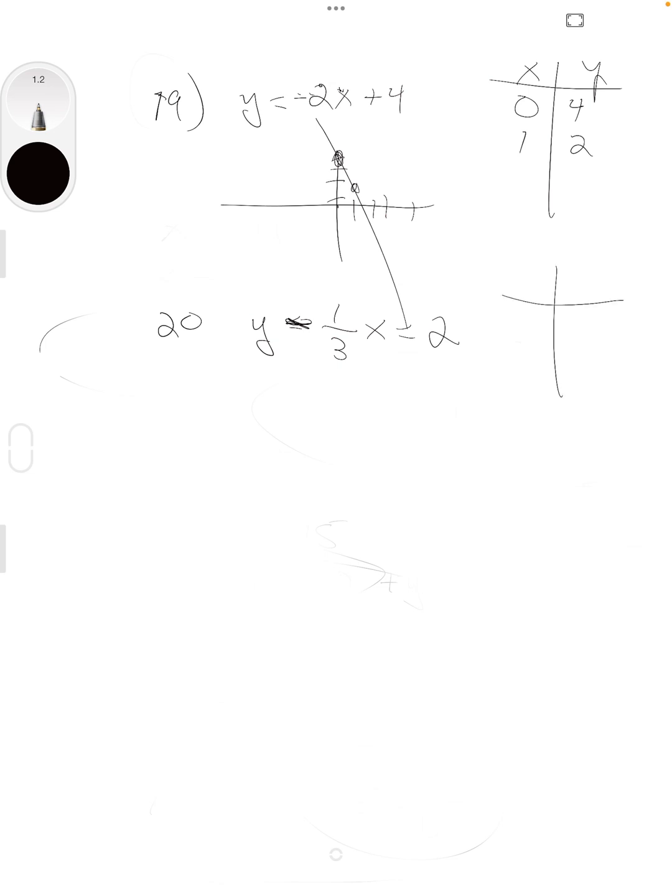Similarly, I'm going to go ahead and make an xy chart. What if x is 0? Well, then y minus 0 equals 2. So y is 2. And I try and pick numbers that are easy. I'm going to say, what if x is 3? Then I have y minus, what's 1/3 times 3? 1. So this becomes y minus 1 equals 2. Add 1 to both sides, and I get y equals 3.